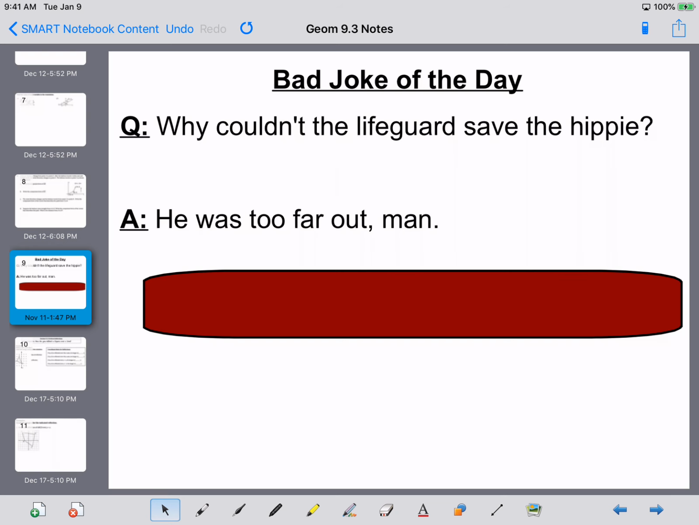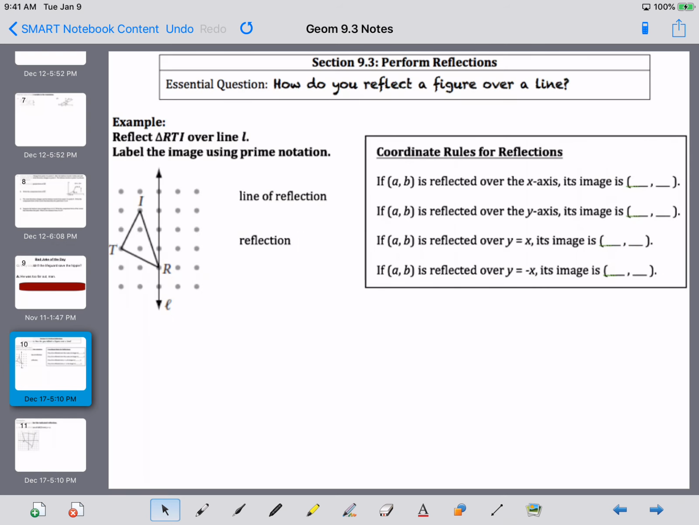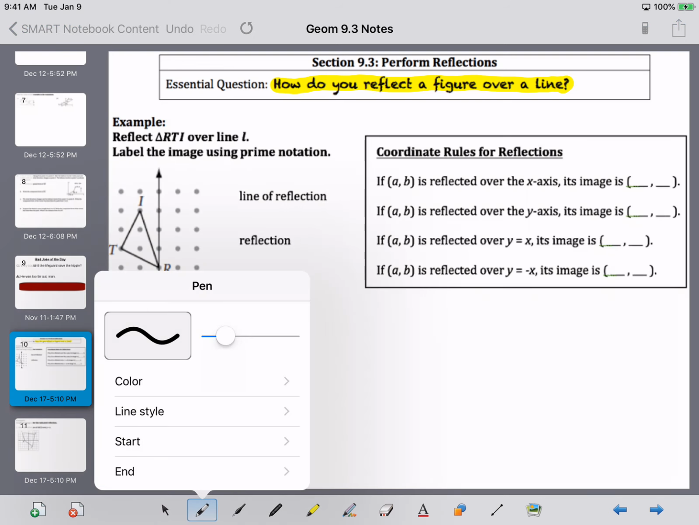Let's jump into 9.3. So in the last lesson, we talked about translation. So we were sliding figures around. In this lesson, we're going to learn how you reflect a figure over a line. So we've got 4 rules to do that. Before we get into any rules, if the line that you're reflecting over is either vertical or horizontal, all you have to do is just mirror the image over.